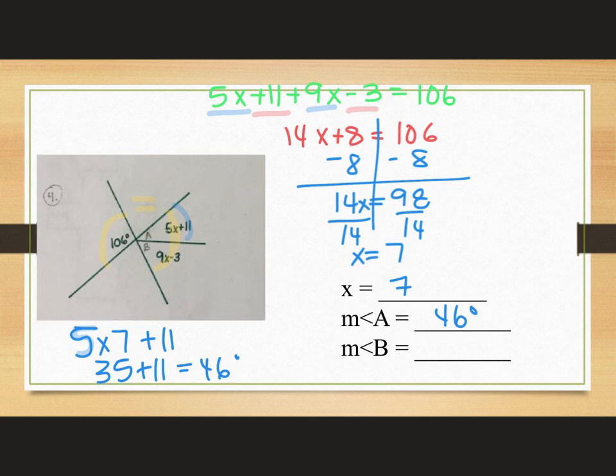And then if we're looking here at angle B, we're going to do the same thing, plug in our value for x. So we're going to do 9 times 7 minus 3. 9 times 7 is going to give us 63, minus 3 is going to give us 60 degrees. So angle B is 60 degrees. Now, remember these were vertical angles, so I can go back and check. Angle A and angle B should equal 106 degrees if you add them, and when you add 46 and 60, you do get 106.